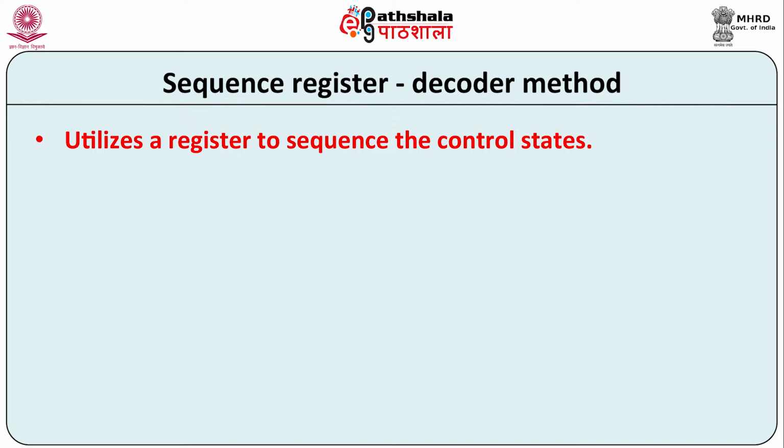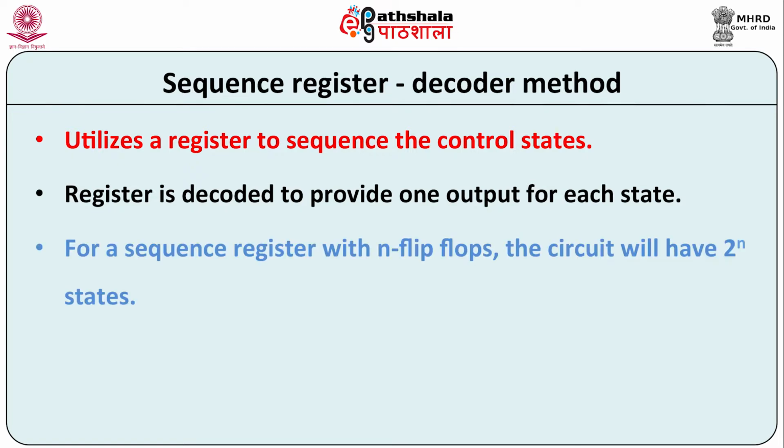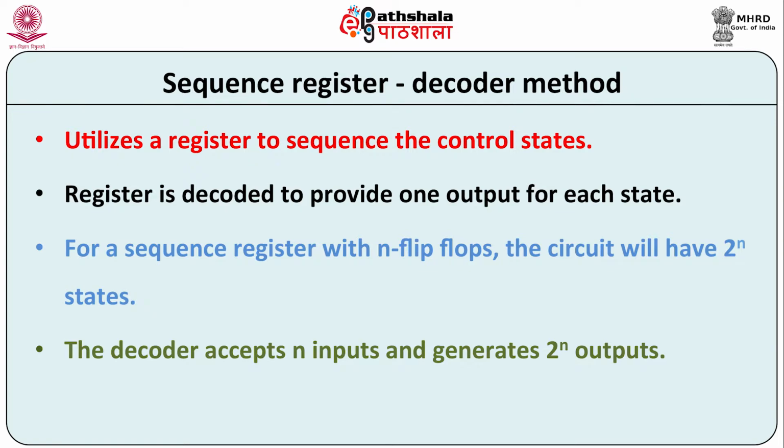Let us now talk about the sequence register decoder method for hardwired controller. This method of implementation utilizes a register to sequence the control states. The register is decoded to provide one output for each state. For a sequence register with n flip-flops, the circuit will have 2^n states. The decoder accepts n inputs and generates 2^n outputs.